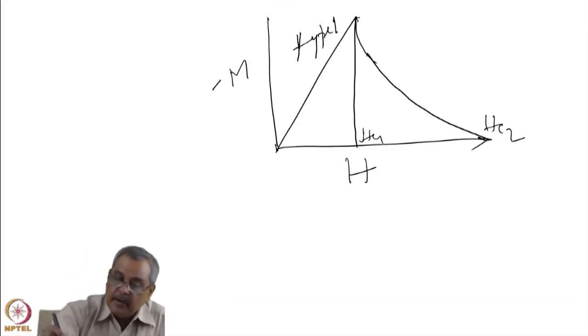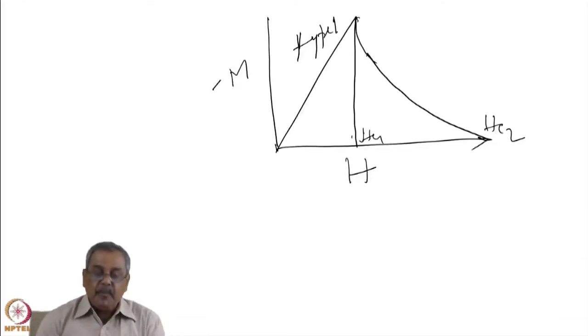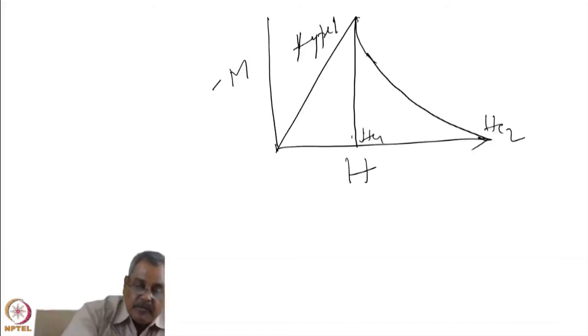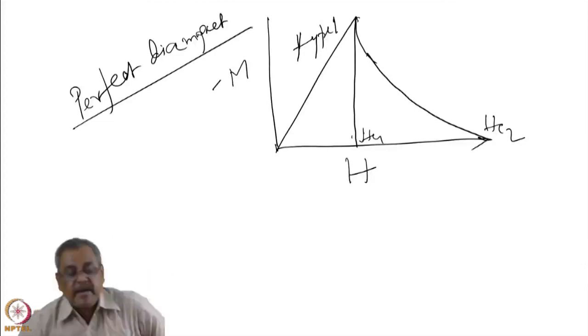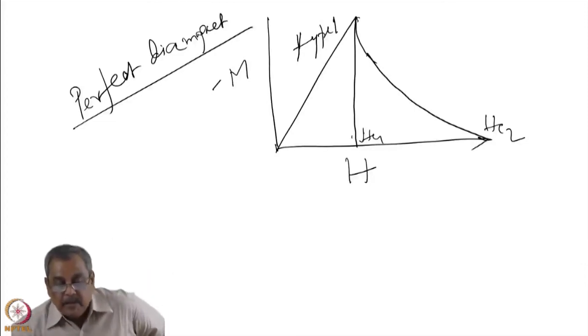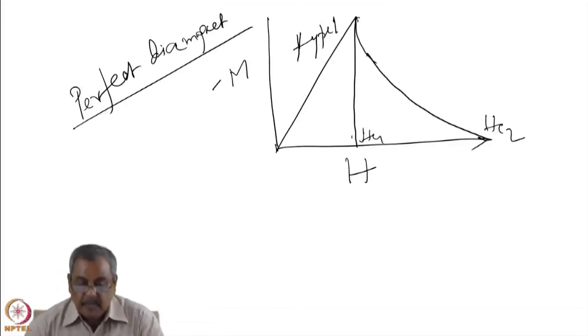Here in type 1, it suddenly goes normal and the superconductivity disappears. So superconductivity is a medium which is perfect. A superconductor is known as a perfect diamagnet, which does not allow entry of the magnetic field. But in type 1, it suddenly allows the magnetic field entry and becomes normal.